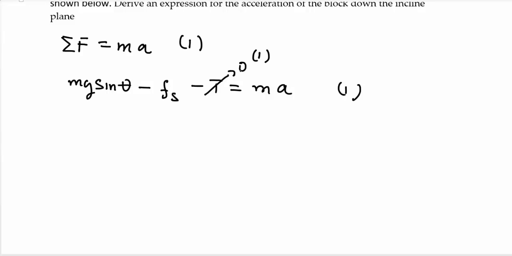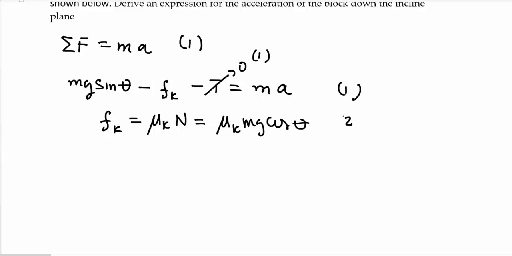If you do that, you will lose points along the way. That's why I do recommend, please listen. It's easy for you. Look up, everybody. A mistake that students will make, which I've made unconsciously, to be honest, is to write Fs. When the string breaks and it starts sliding down the plane, the friction becomes what? Kinetic. So Fk is equal to mu k N, which is just going to be mu k mg cosine theta. This earns you 2 points. 1 point here and 1 point here.